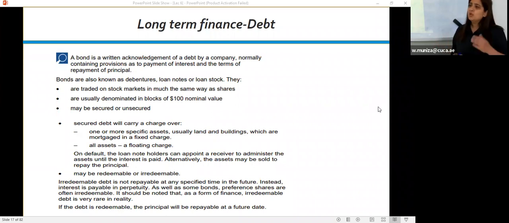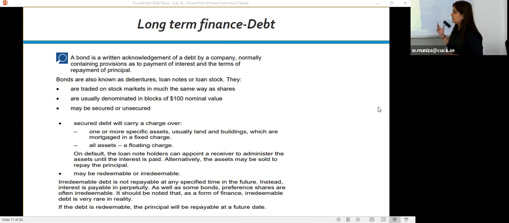So the company or person giving the loan, if it's a very high amount, can have an administrator or a receiver in the company who is going to look at the assets of the company and check whether their amount is secured in the company or not. Alternatively, the assets may be sold to repay the principal.